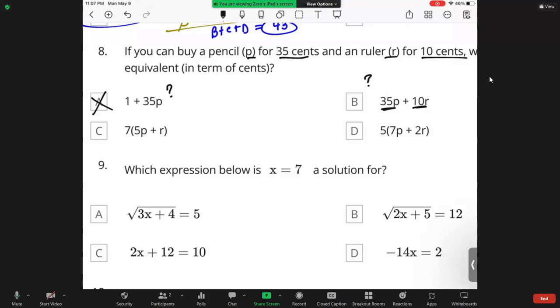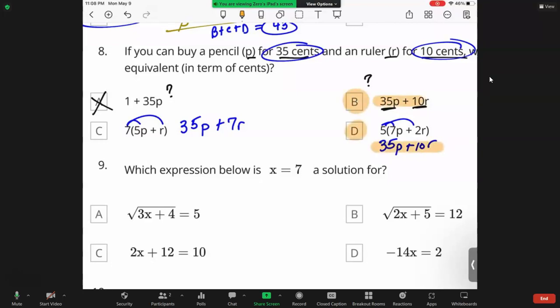The next one over here, if I were to multiply this in right here, 7 times 5, that's 35p. Which is what I want, right? 35 cents for a pencil. But then if I do 7 times r, that gives me 7r. But a ruler doesn't cost 7 cents. A ruler costs 10 cents. So over here, 5 times 7 is 35p. And 5 times 2 is 10, so plus 10r. You notice these two are exactly the same answer. 35p plus 10r. So both of these will work just fine. Or either one, right?